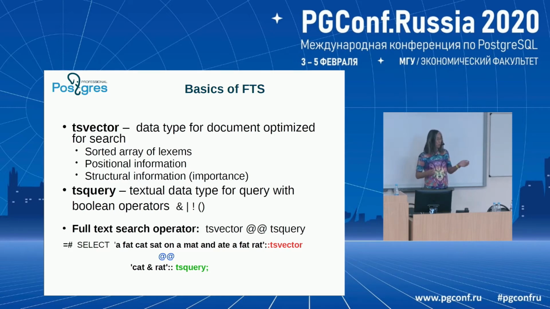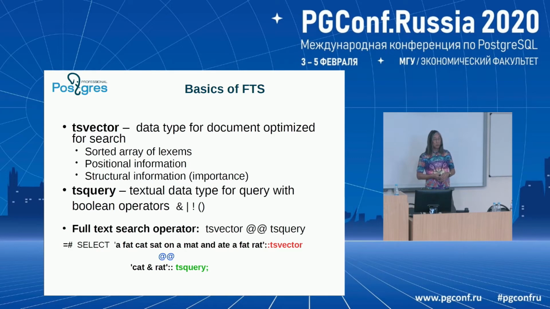What does optimized mean? It means that all lexemes are sorted. There is information on position, and also there is some structural information, whether the word is in the title or in the body. So it's up to you to define the structure of the document. So that's it. It's a document that gets this kind of type.